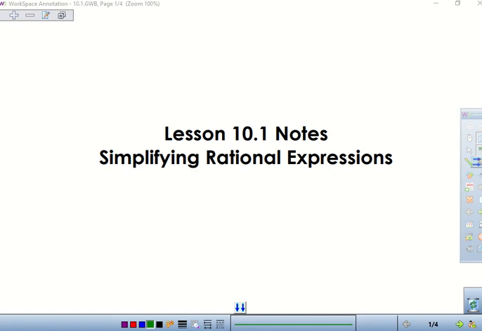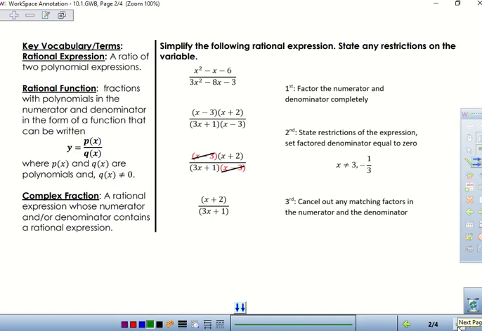Alright, so today we're going to be doing 10.1, which is simplifying rational expressions. In order to do any of that, we need to know what a rational expression is. A rational expression is a ratio of two polynomial expressions. And a rational function is where we have a fraction with two polynomials, one of which is in the numerator, one of which is in the denominator. Okay?